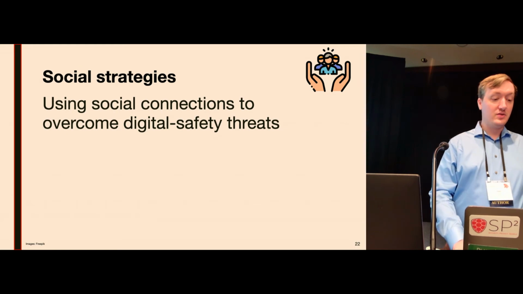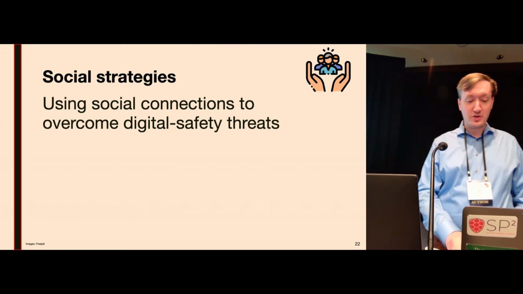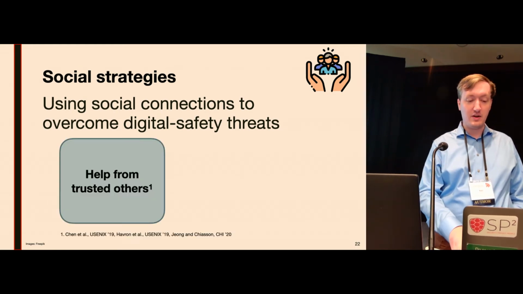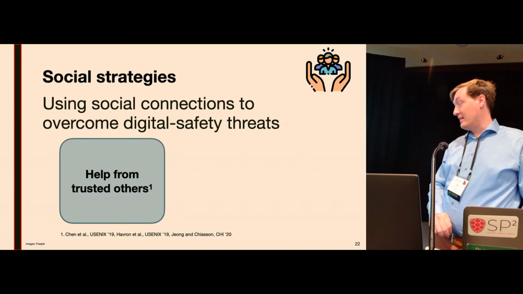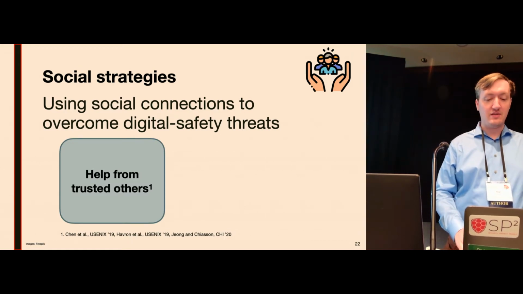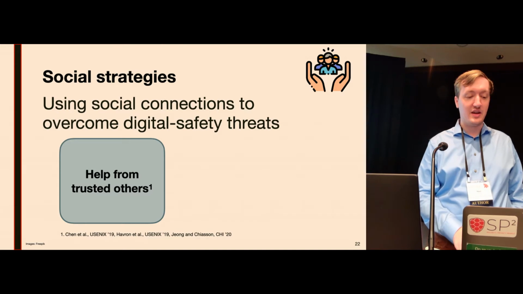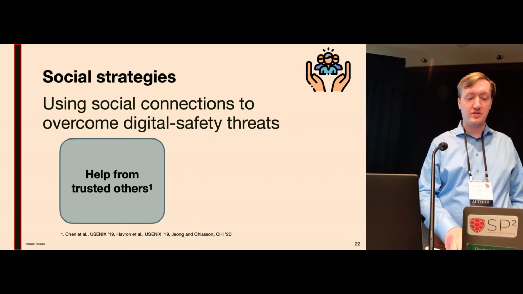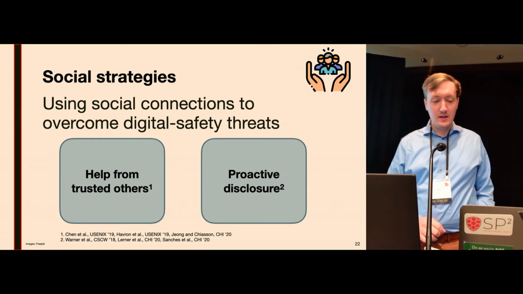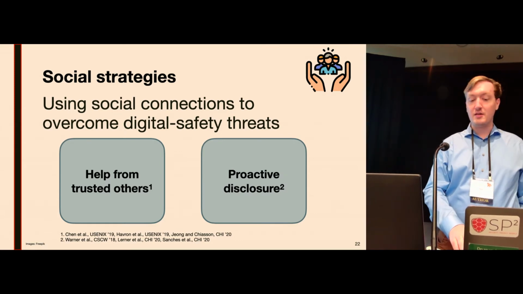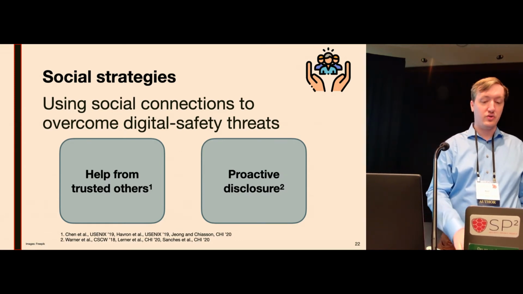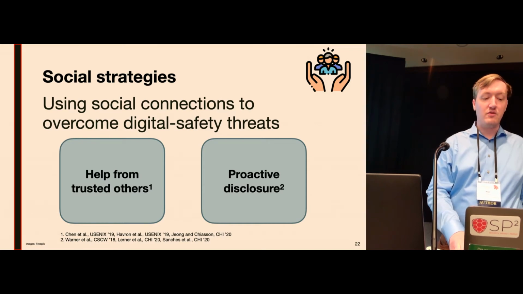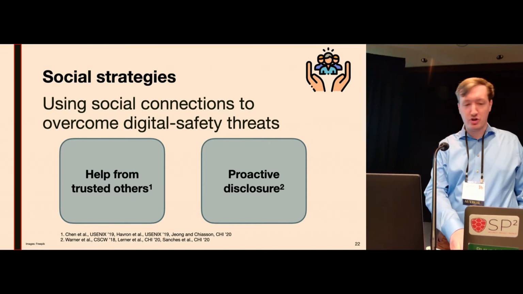So some users protected themselves by using social connections to overcome digital safety threats. For example, one of the several social strategies we observed is that some users would seek help from trusted others, like family, friends, or certain trusted organizations for assistance with digital safety. And as another example, some users will preemptively disclose sensitive information in order to control their self-narrative and prevent this information being used against them in the future.